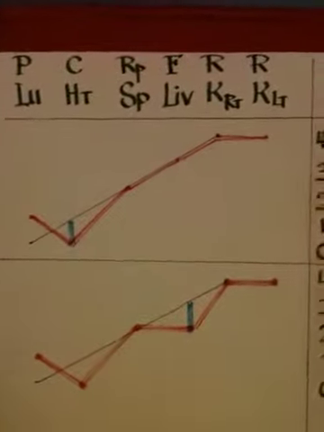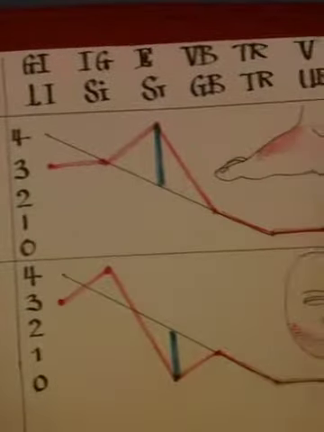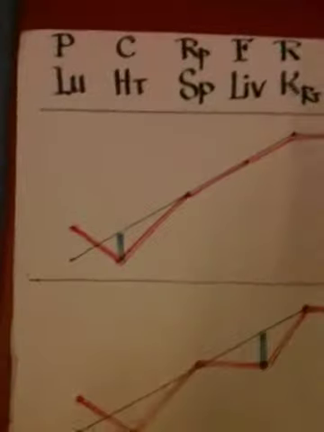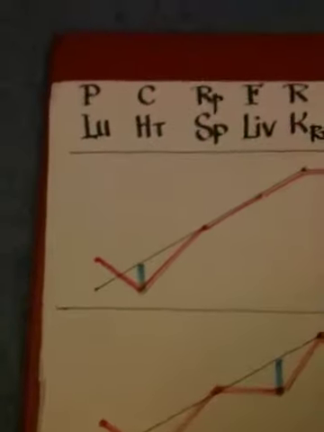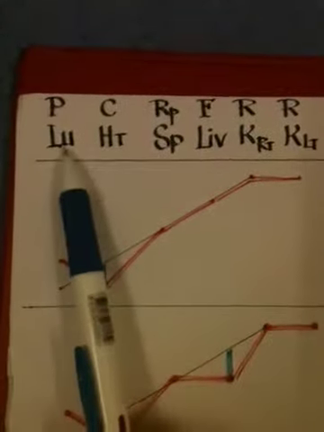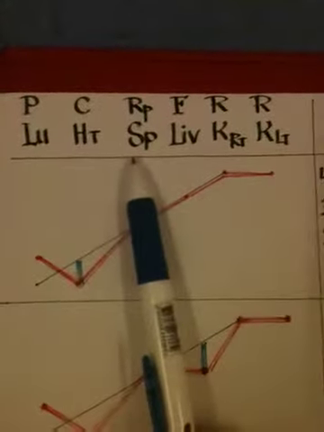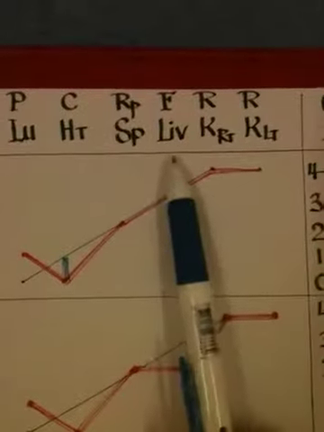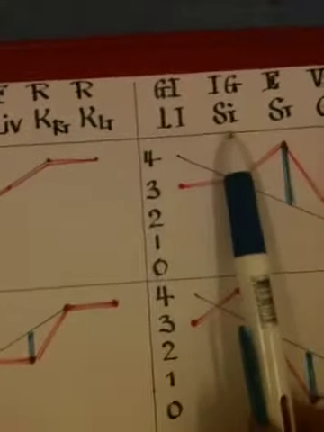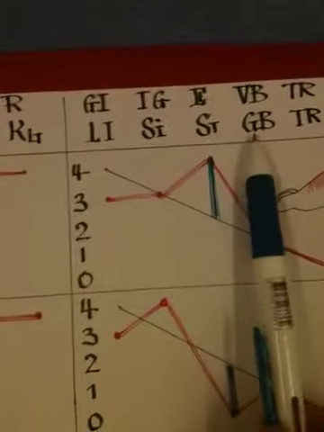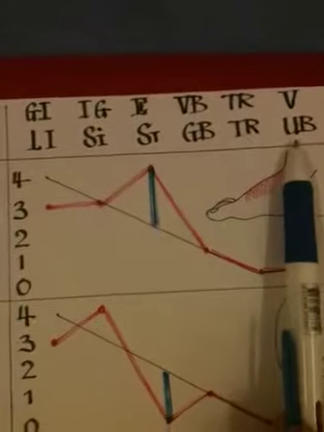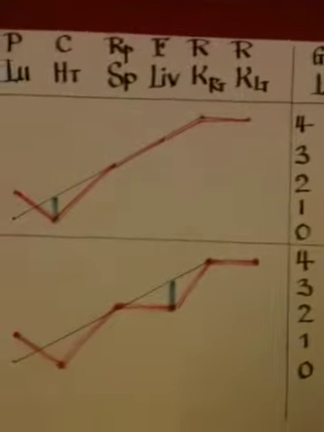This technique is named 8 trigrams balance. Here we have the two pulse maps of different patients. Again, I will explain that we have here the meridians of the lung, heart, pancreas, liver, right kidney, left kidney, large intestine, small intestine, stomach, gallbladder, sanjiao, and the urinary bladder.